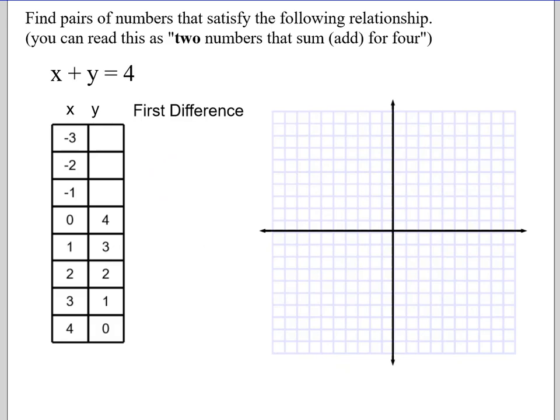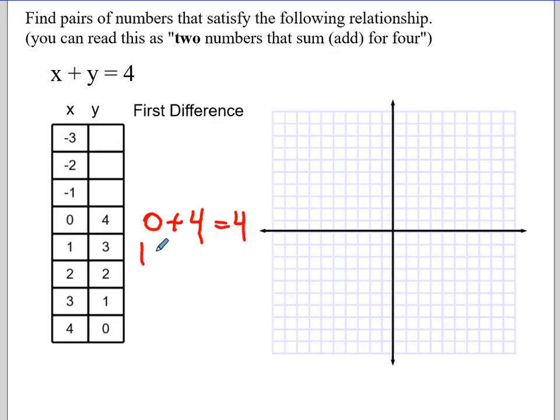Okay, so now the next one, we want to find pairs of numbers that satisfy the following relationship. You can read this as 2 numbers that sum or add to 4. So I start with 0 a lot of the times because I find that's the easiest one. So when I look at this, if I put x equals 0 in here, if I have to add something to it to get to a 4, I know that answer has to be a 4. So the 2 numbers that I'm going to add together to get 4 in this case are 0 and 4.